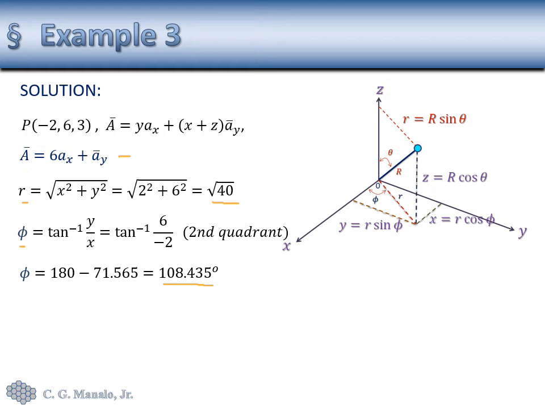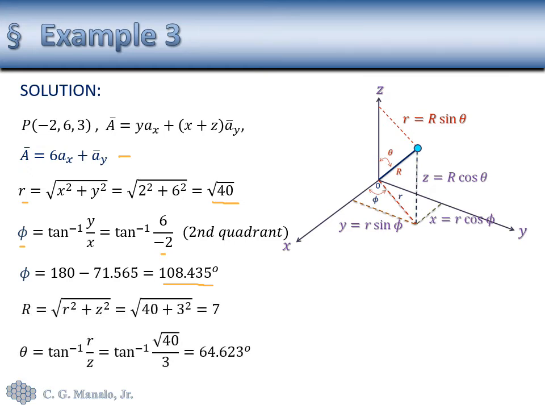So take note that we made adjustments because x here is negative, so therefore the point P must be in the second quadrant. So that's why phi here is 108.4 degrees. Let me also compute for the capital R and angle theta, so that we can proceed with the transformation to spherical coordinates as well.